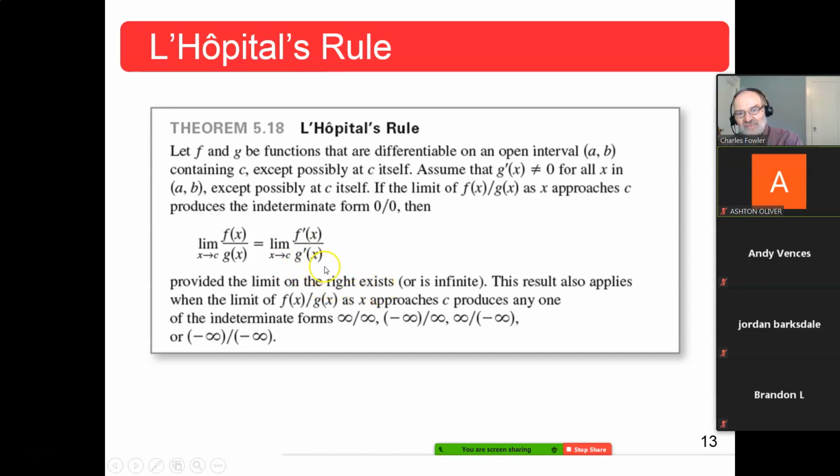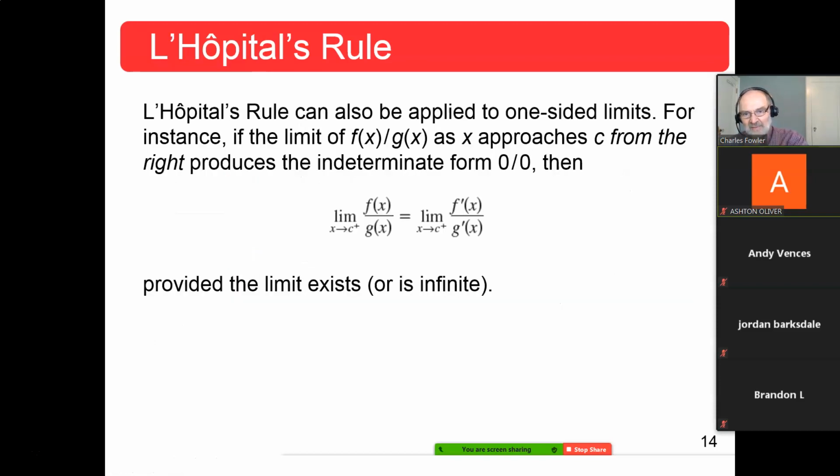If this limit exists, then the limit of the original exists. Or, if this is also an indeterminate form, you can then do it again. This result also applies when the limit of f of x over g of x as x approaches C produces any of the indeterminate forms: infinity over infinity, minus infinity over infinity, infinity over minus infinity, or minus infinity over minus infinity. Any of your infinities over infinities, or 0 over 0, are all considered indeterminate forms. A lot of blah, blah, blah.